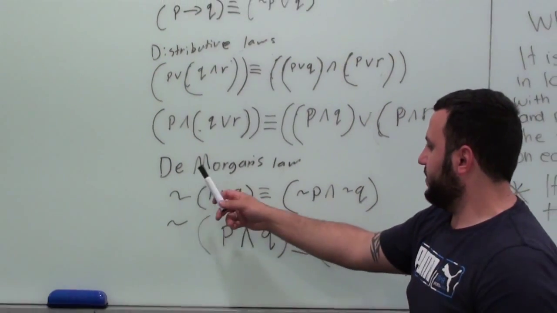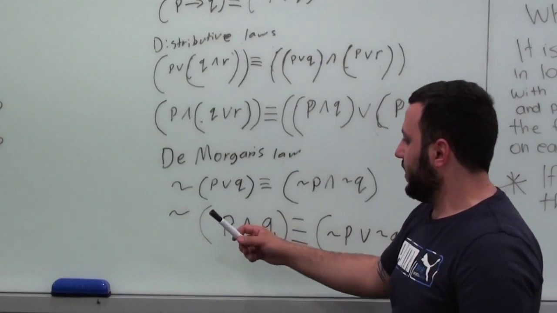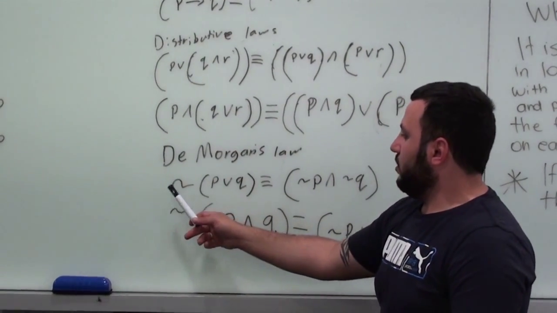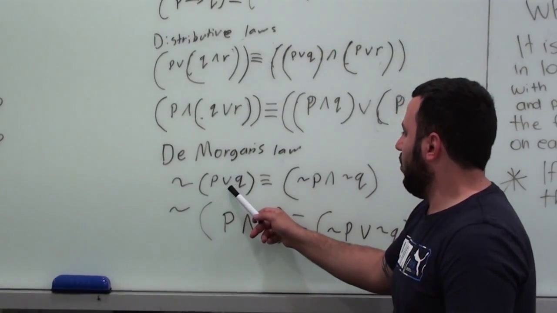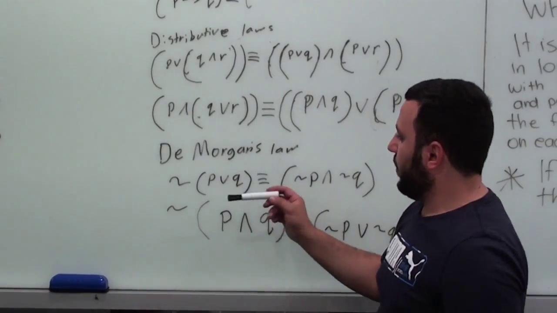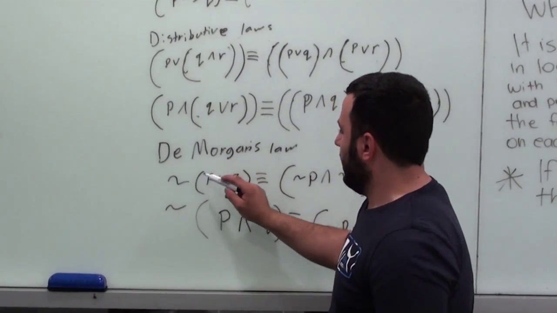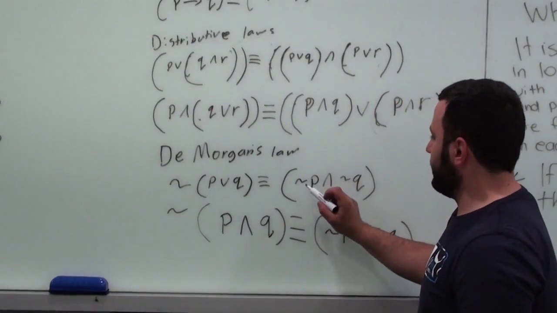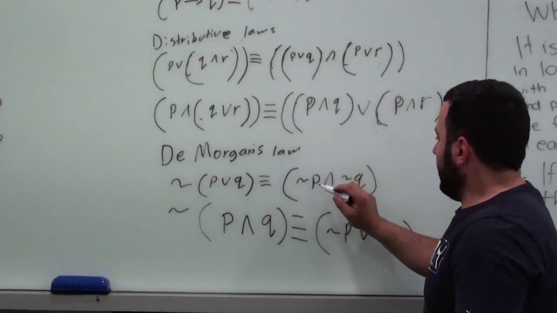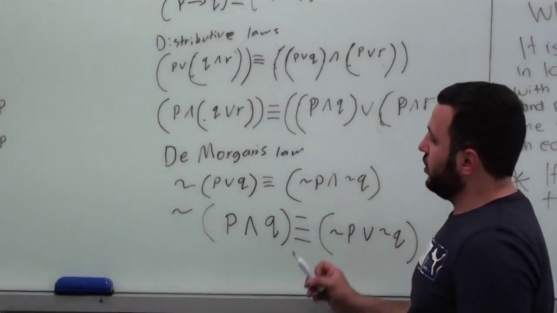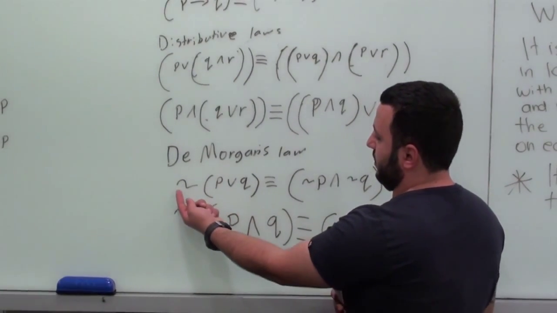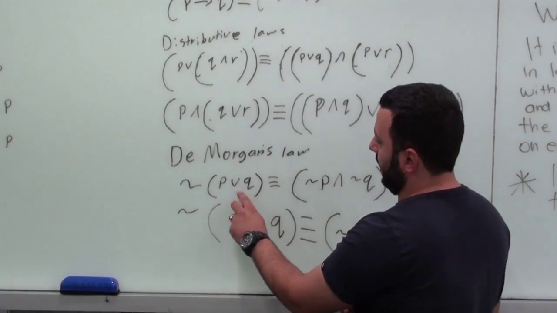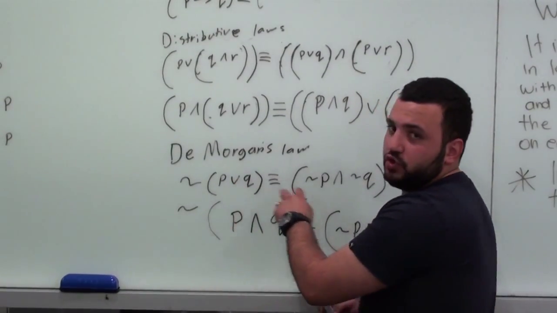The next one we have is De Morgan's law, where he says not (P or Q). So when you put this not, and then between the brackets P or Q, it's the same equivalence as when you say not P and not Q. So we just shift that not to each of them, and we change from or to and.